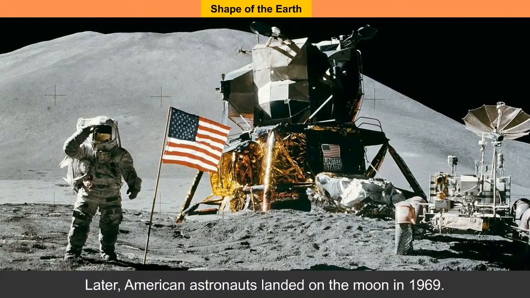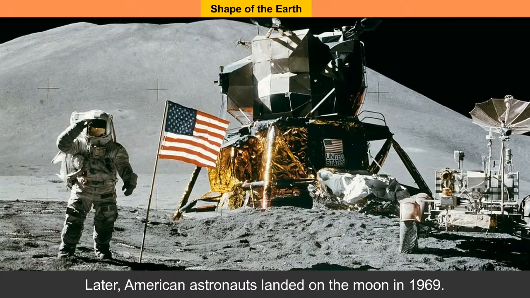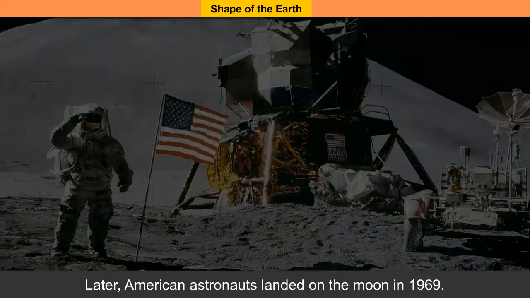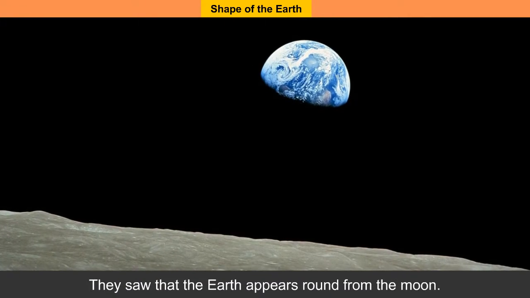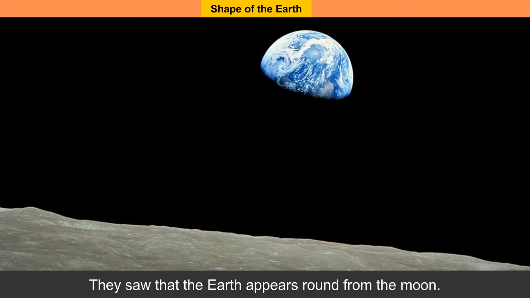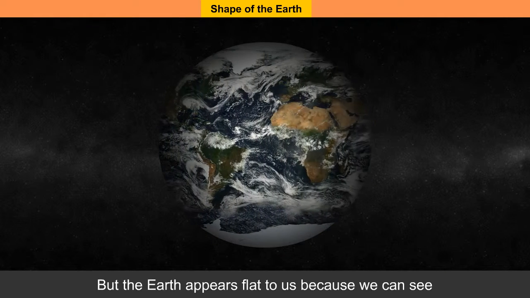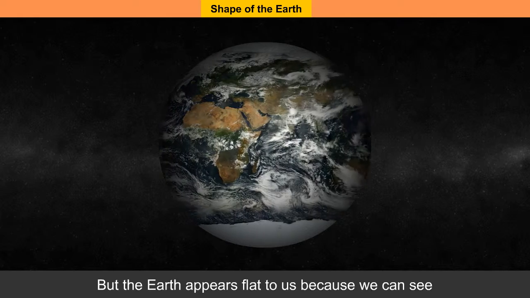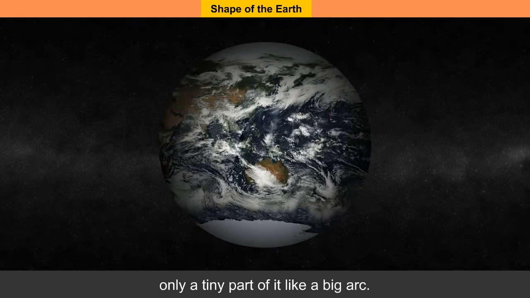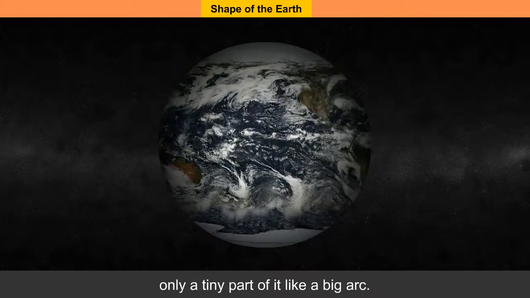Later, American astronauts landed on the moon in 1969. They saw that the Earth appears round from the moon, but the Earth appears flat to us because we can see only a tiny part of it like a big arc.